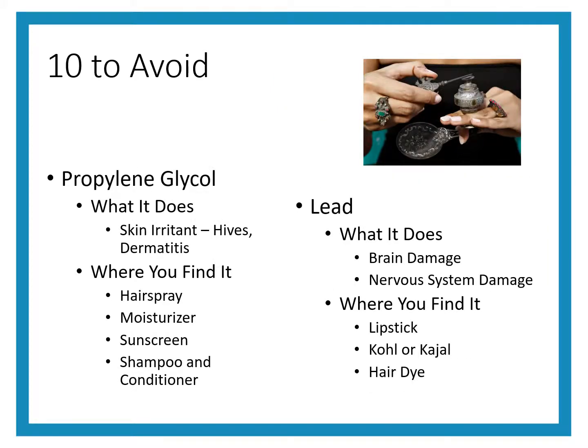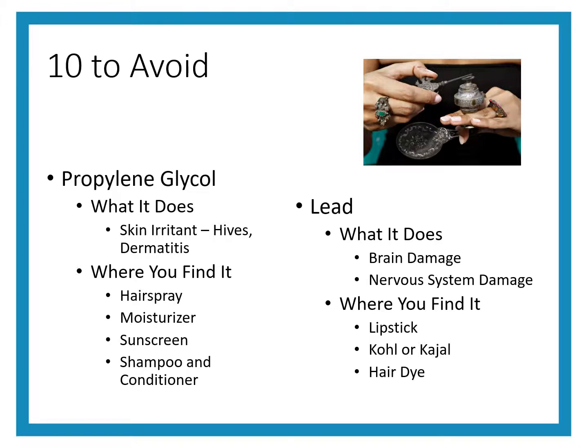All right, so the next one is propylene glycol. Propylene glycol is a skin irritant. It causes hives. It causes dermatitis. It's sometimes found in hairspray, moisturizers, sunscreen, shampoos, conditioners. It's found in a wide array of different products.